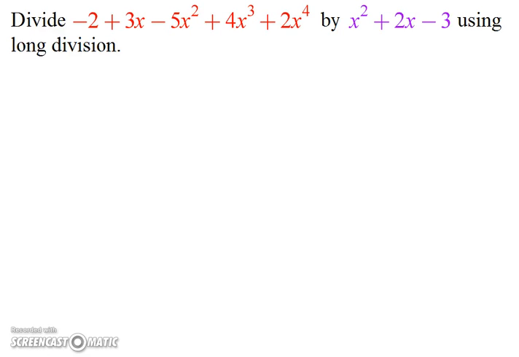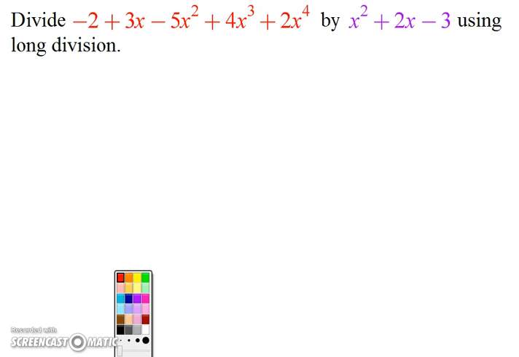Okay. This one's a little bit messier. This time I've got negative 2 plus 3x minus 5x squared plus 4x cubed plus 2x to the fourth, all divided by x squared plus 2x minus 3. So I've got a 5-term polynomial divided by a trinomial. Not quite as easy, but I'm going to set it the same way.